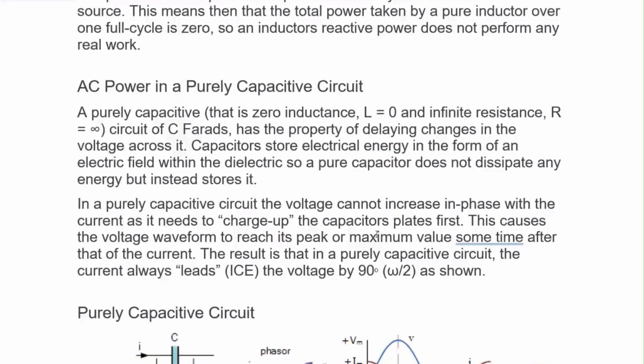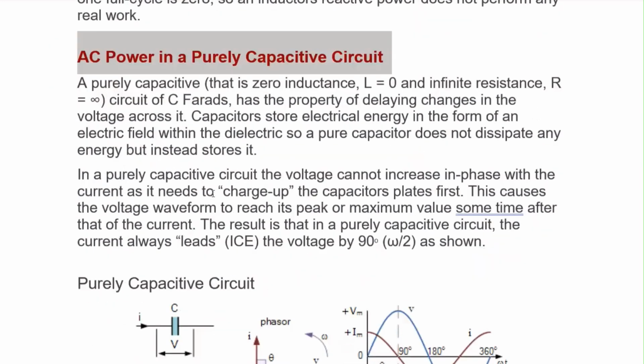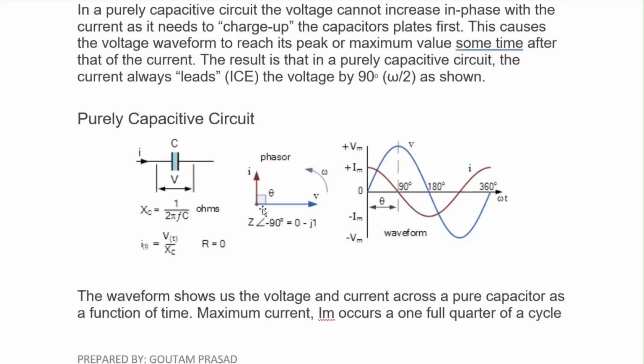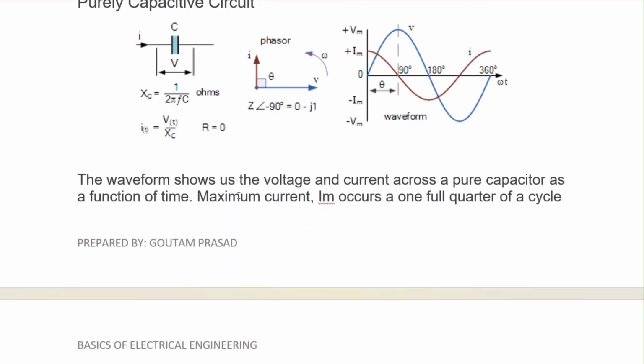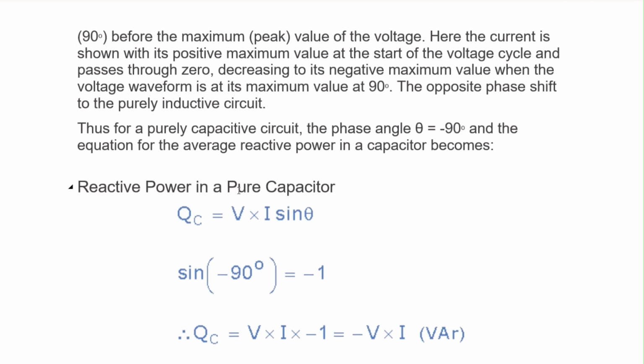AC power in a purely capacitive circuit. Now let's take this one. Here the current leads with respect to voltage by 90 degrees. So in the capacitive circuit, current is leading. And as in the earlier case, we had the power to be zero. Here also, VI cos phi will be zero. So the purely capacitive circuit is again not going to consume any power, right?